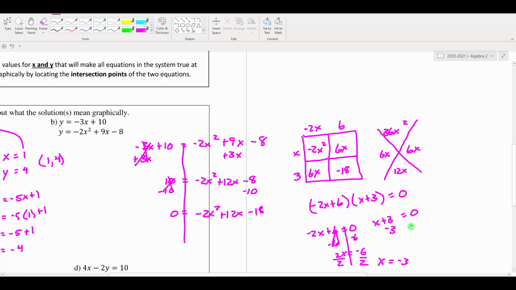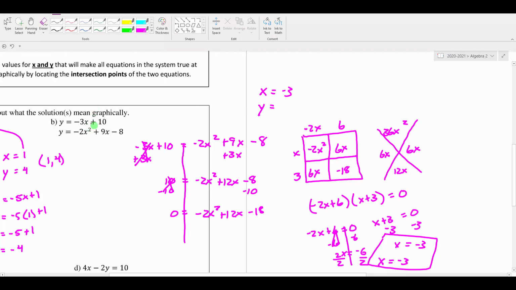Okay, and then if we subtract 3 here, oh, this one's turned out to be rather interesting. Look at that, I got the same solution for x, right? So I got x equals negative 3 for both of these. That's pretty interesting. So we're going to have one solution here. So x equals -3.